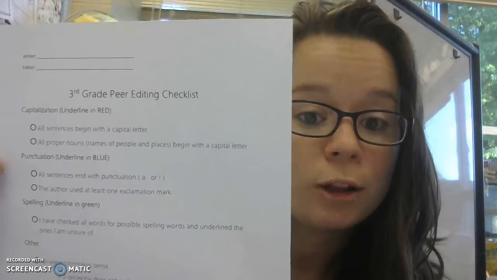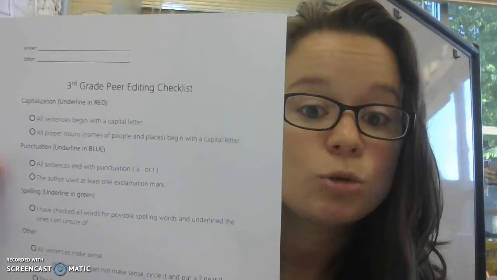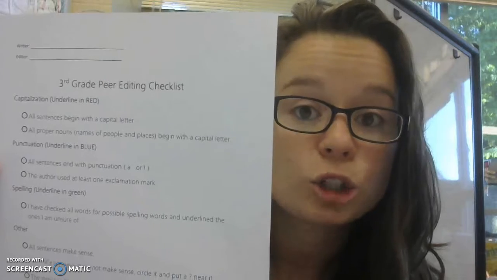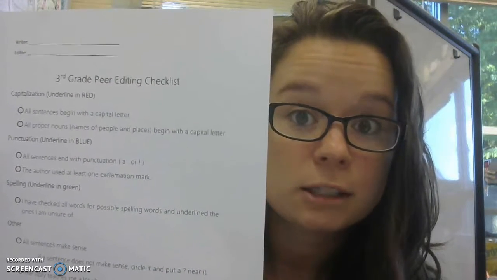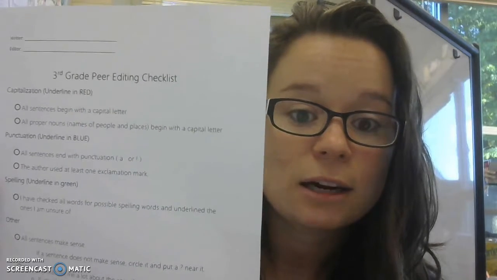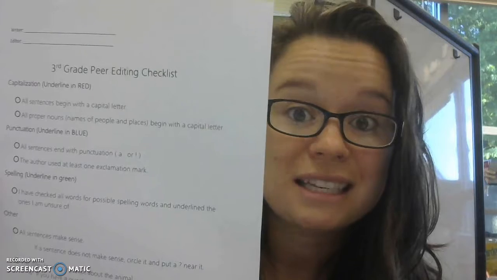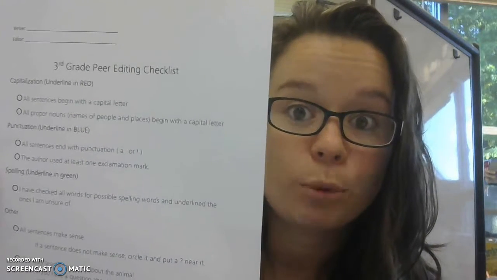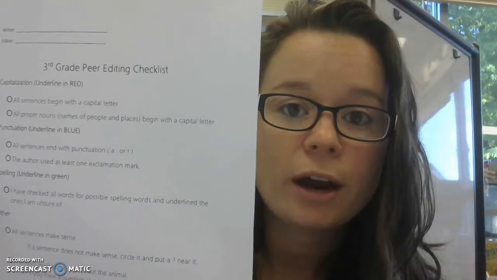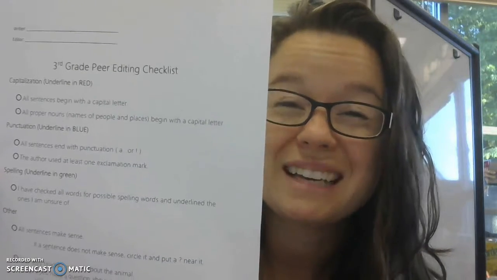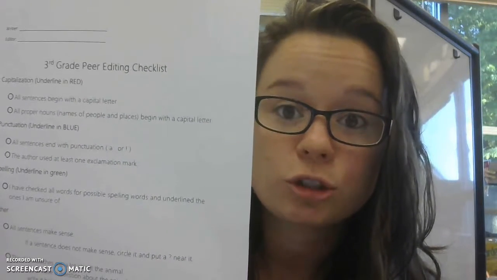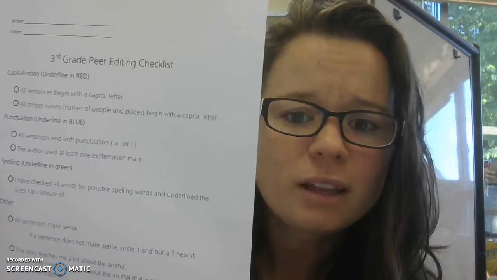With your blue colored pencil, you're looking to see, do all of the sentences end with punctuation? They should at least have a period or an exclamation mark. As I said earlier, I want every single person's story to at least include one exclamation point. So find a sentence where the animal might be really excited, because remember, exclamation marks are used to show excitement.